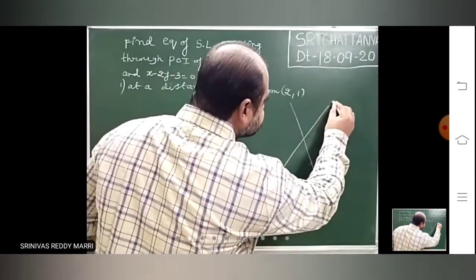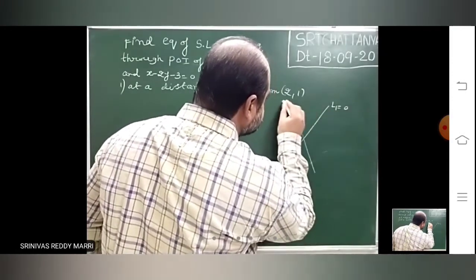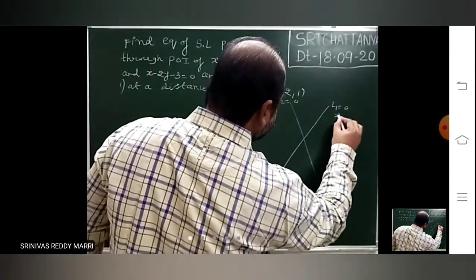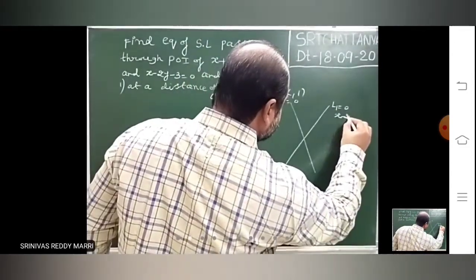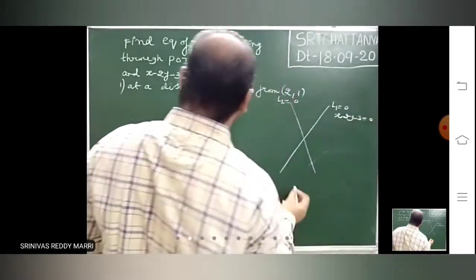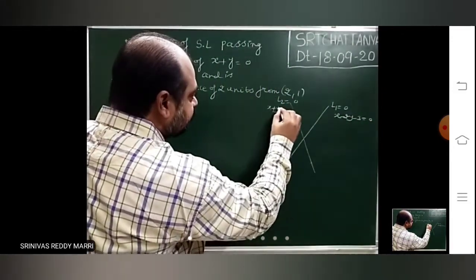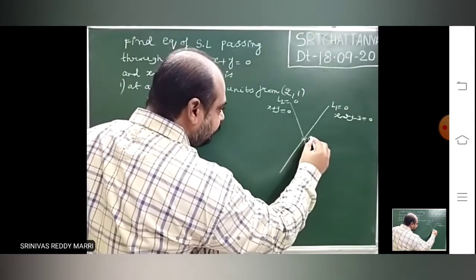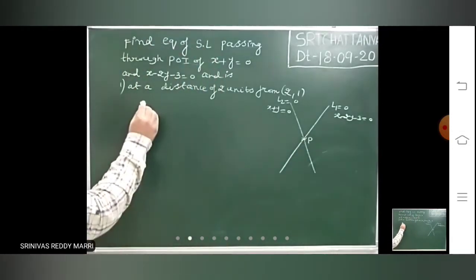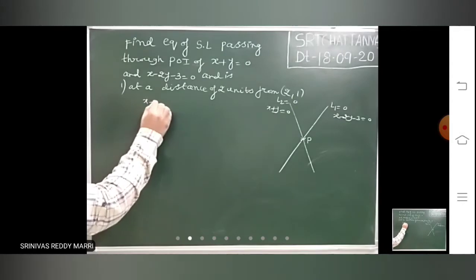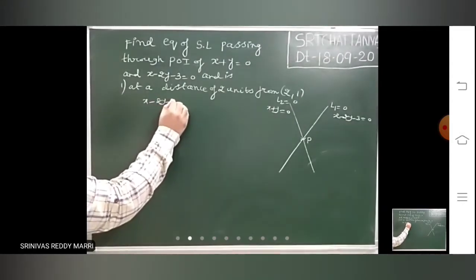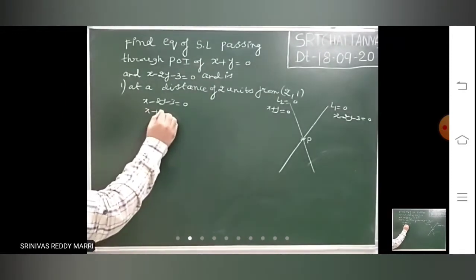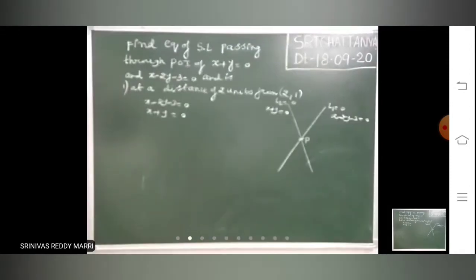Let us say the first one is L1 equal to 0 and the second one is L2 equal to 0. So L1 is x minus 2y minus 3 equal to 0, and L2 is x plus y equal to 0. Let us say they intersect at P. You can find that point by solving these two, where the two lines intersect.